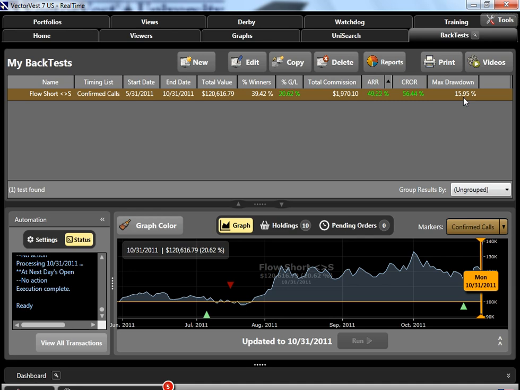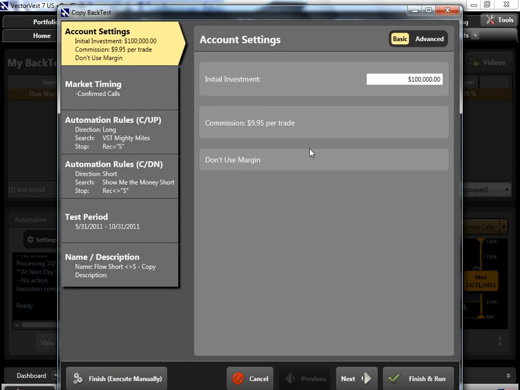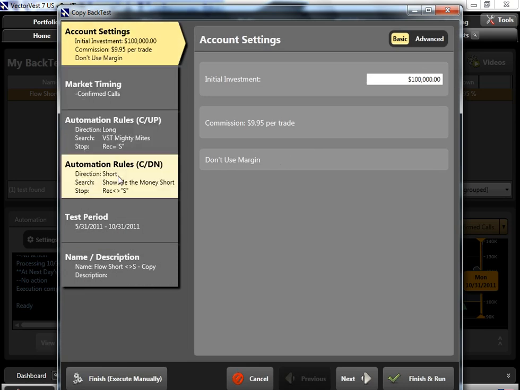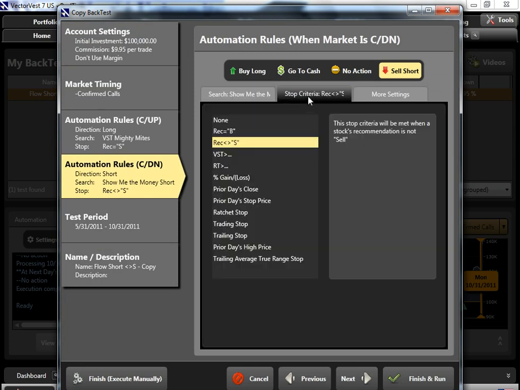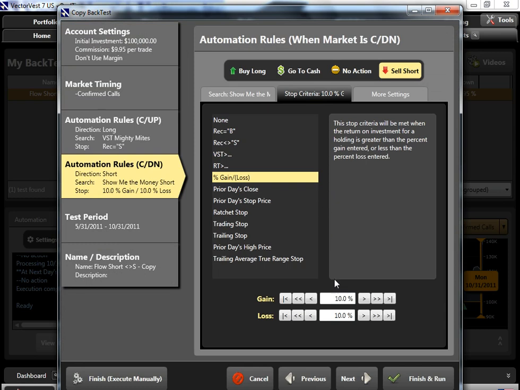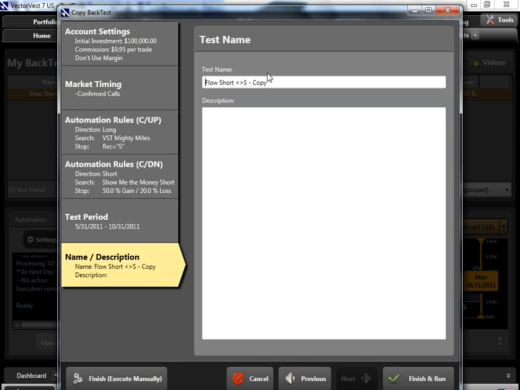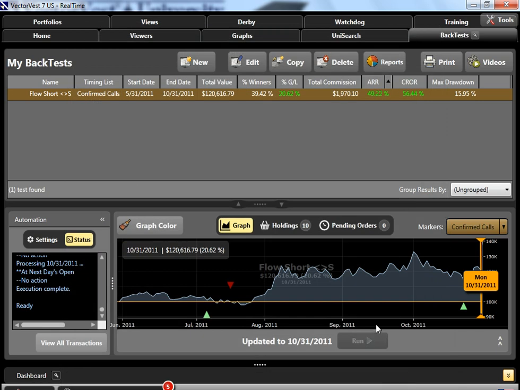To do that, this work process is very easy. I simply copy that back test. All of this information is going to stay the same, except I need to change the stop criteria from recommendation equals sell to my first percentage gain loss, which will be a 50% gain and a 20% loss. I come down to the bottom and I change the name so that I can keep track of my results. And this would be a 50 gain, 20 loss. And I click finish and run.